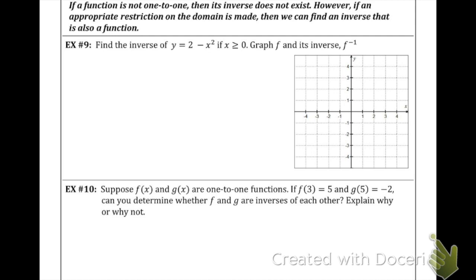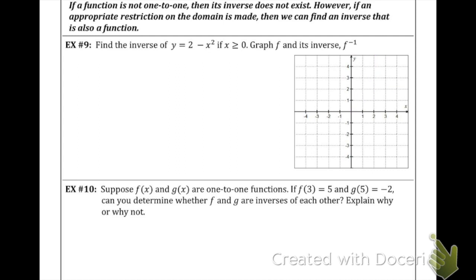Okay, example number 9. If a function is not one-to-one, then its inverse does not exist. However, if an appropriate restriction on the domain is made, then we can find an inverse that would also then be a function. So we said earlier that a quadratic graph is a function, but if I do the inverse of it, it no longer is a function. It doesn't pass the horizontal line test. So if I can restrict my quadratic to just one side of my function, then the inverse would also be a function itself.